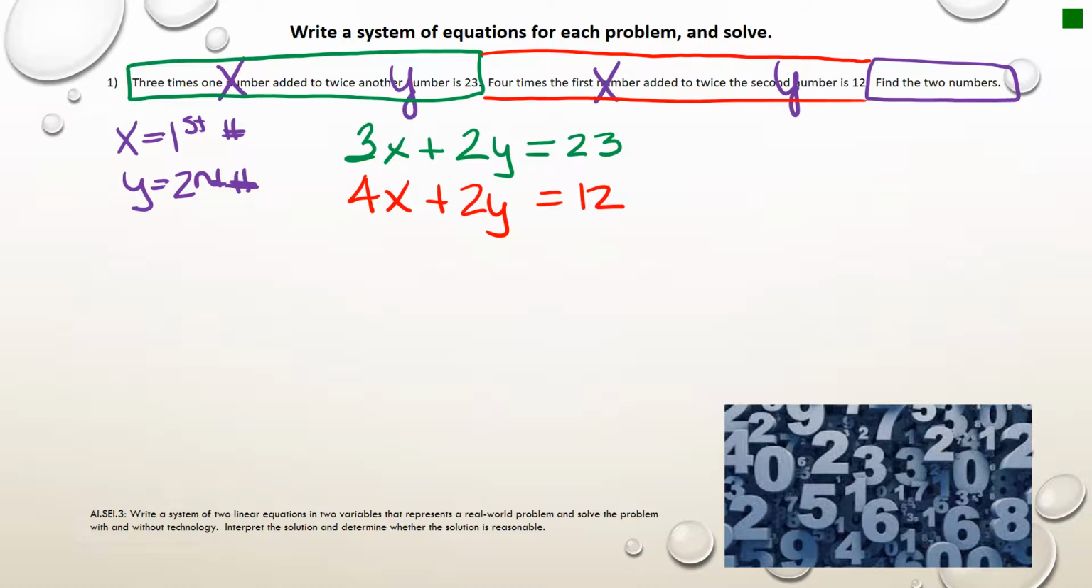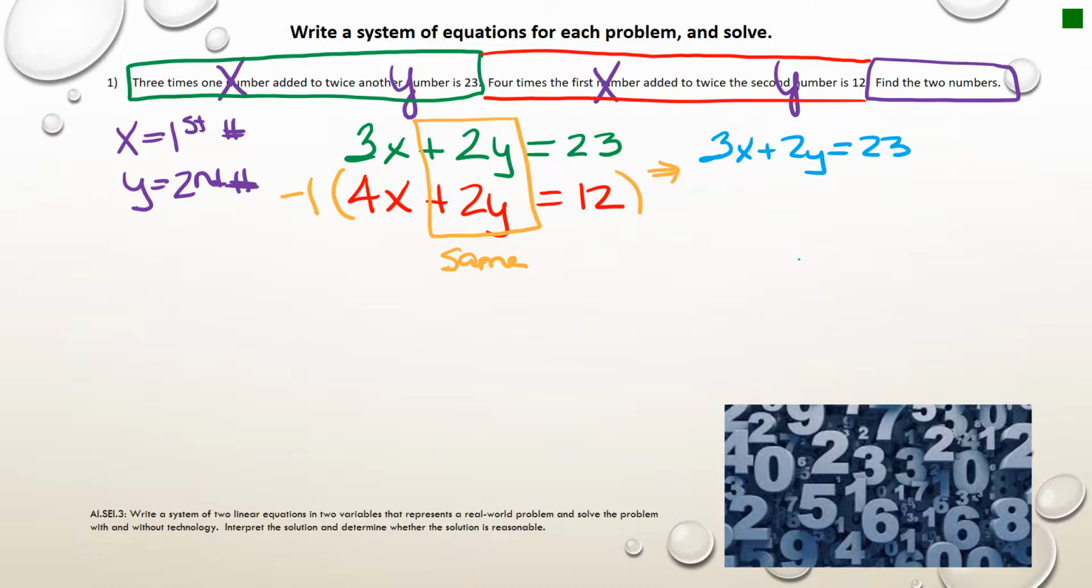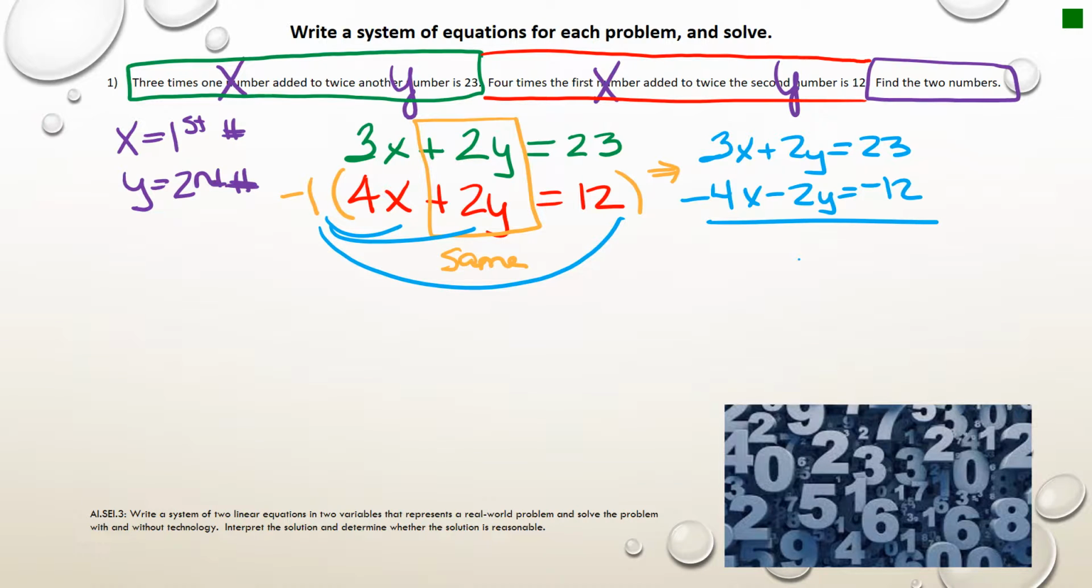Now, because there's not a variable without a coefficient, I'm going to use elimination. And if I look at my Y's right here, they are the exact same. When they're the exact same, I'm going to take the bottom one and multiply it by -1. You're going to see what happens. We've already discussed it, but let's watch. Ooh, magic occurs. 3X plus 2Y equals 23. -4X minus 2Y equals -12. Remember, you distribute it all the way through.